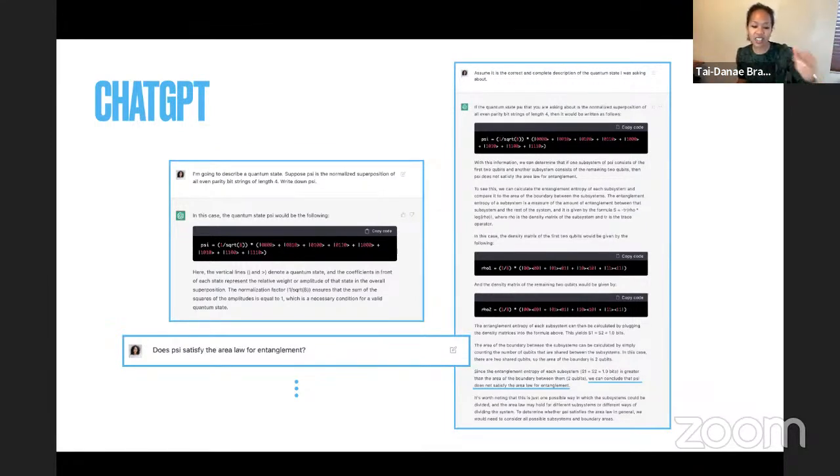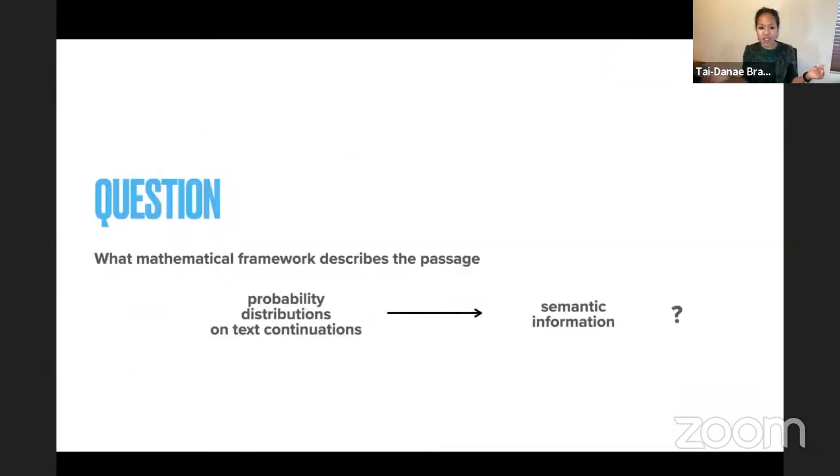Whether ChatGPT got the answer right or wrong, okay, fine. But what's interesting is that there's no textual garbage on this page, right? All of these words go together and it sounds like coherent English and it is coherent English, but you're just starting with raw text, or probability distributions on text continuations. And you can ask the question, what mathematical framework can we write down that describes that passage from probability distributions on text continuations to some space of meaning or to some semblance of semantic information? What's the math there?